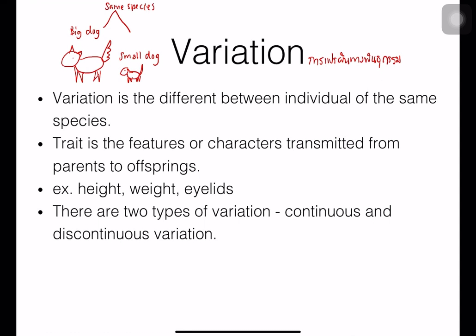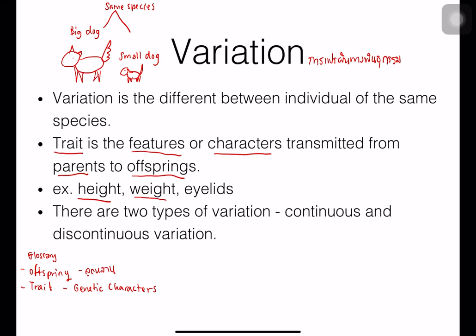And the other one, we use the term trait. Trait is the features or characters that are transmitted from parents to the offspring. The word offspring in Thai is ลูกหลาน. And the word trait is a genetic character. In humans, it may be height, weight, or the eyelid. For the dog, maybe the size of the body, or hair color. These may be the traits of the dog.